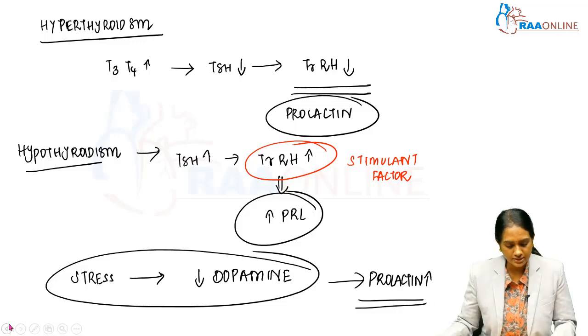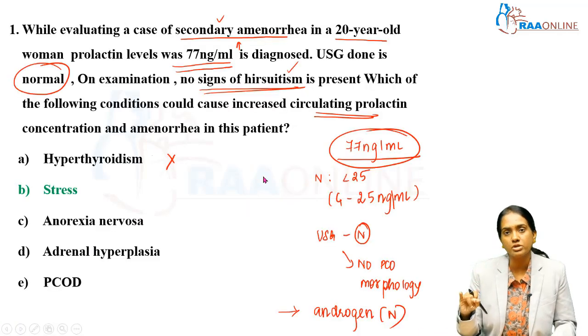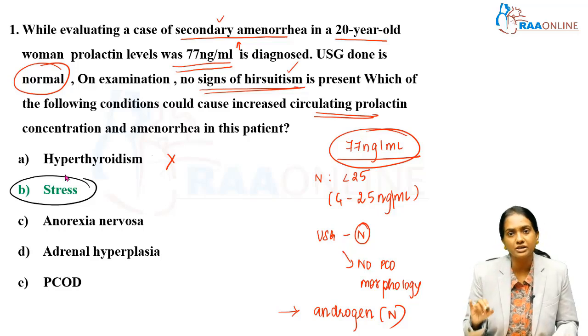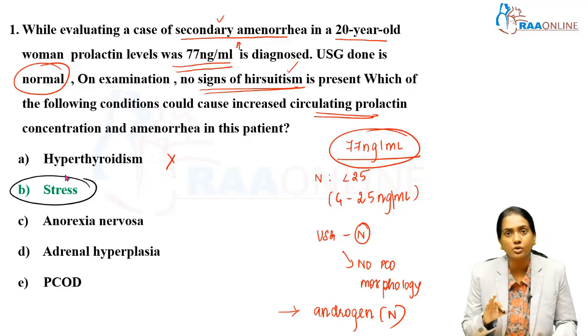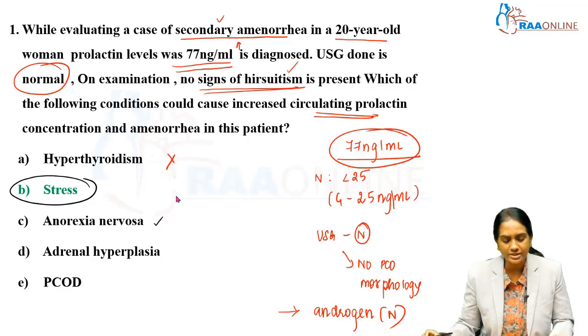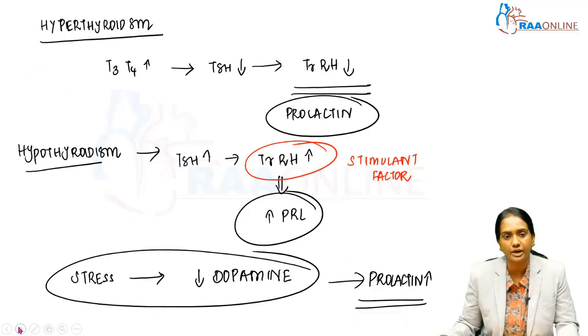This simply explains that the patient is totally normal. She might have had an acute episode of stress following which the prolactin levels were elevated. Because of the prolactin, she has secondary amenorrhea, but her ultrasound is normal and there are no signs of hirsutism also. So this closely correlates with stress. But let's rule out the other options also: anorexia nervosa, PCOS and adrenal hyperplasia. We'll rule them out one by one.